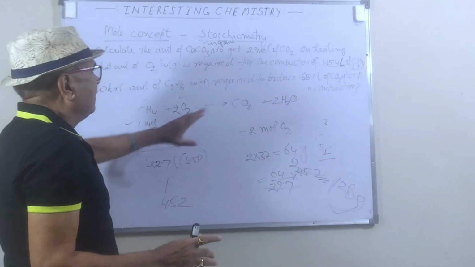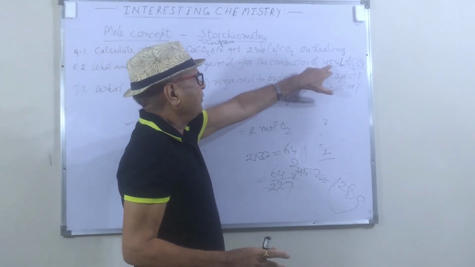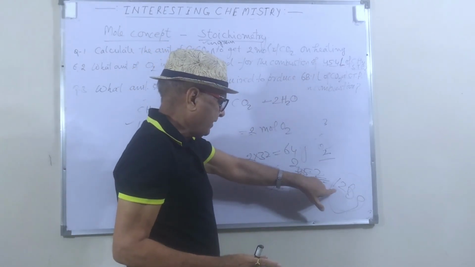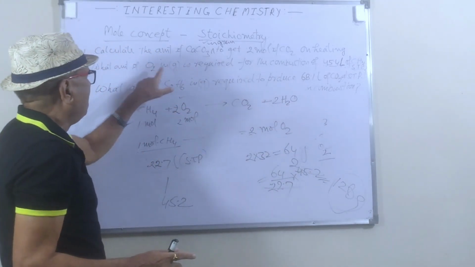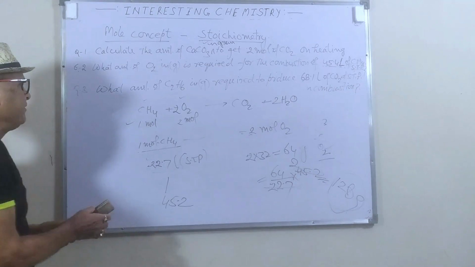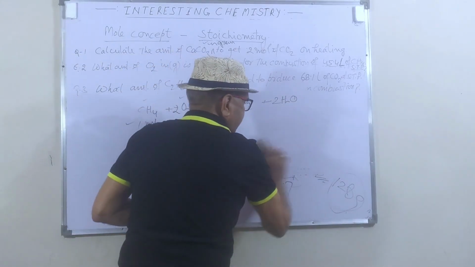For the combustion of 45.4 liters of methane, you will require 128 grams of oxygen. Now I will tell you the second method. How will you get the second method?